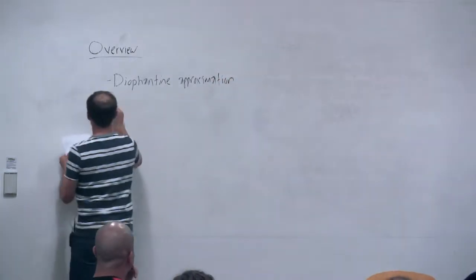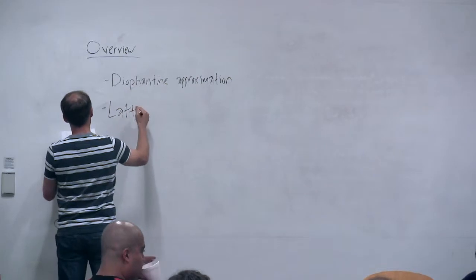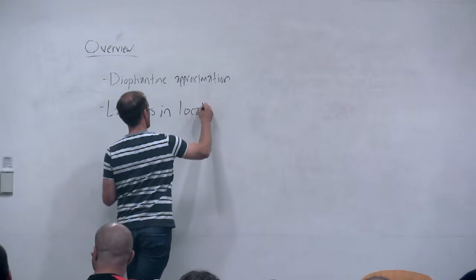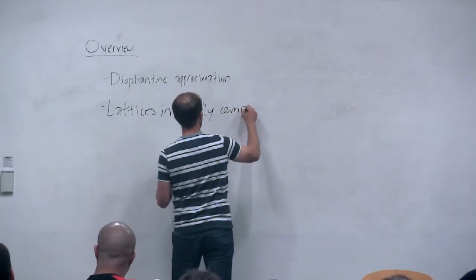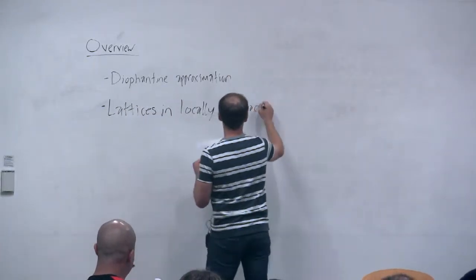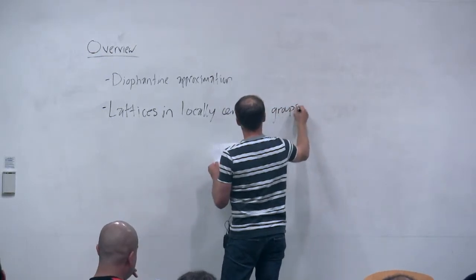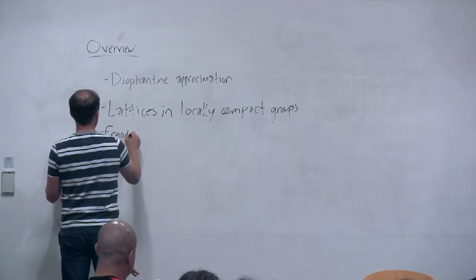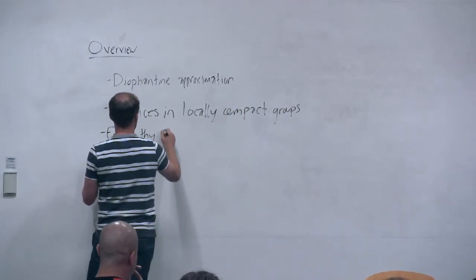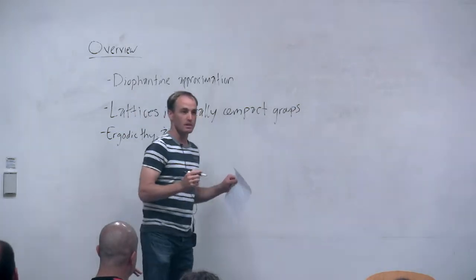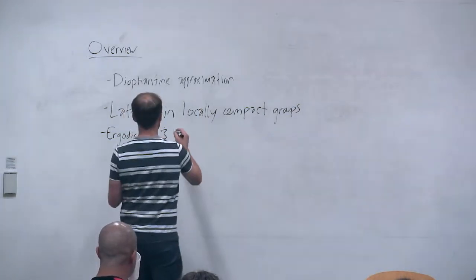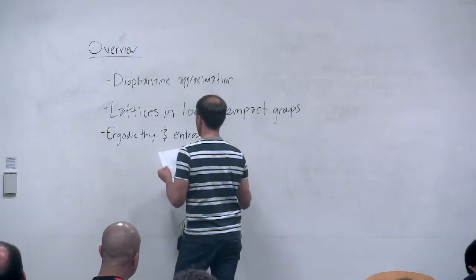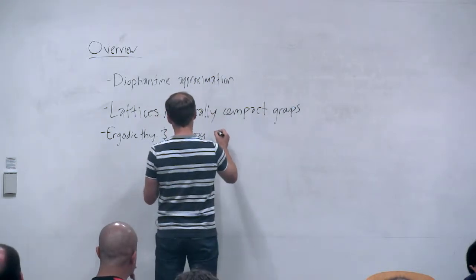So the next thing that I'm going to talk about is lattices in locally compact groups. This is probably going to be next week when I take up my lectures again. And the next thing that I'm going to talk about is ergodic theory and entropy theory. This is probably going to be review for some of you, especially for those of you who have a little bit of a stronger background in dynamics. But for the sake of people who don't, I want to go ahead and at least review the main results that I'm going to need from entropy theory.